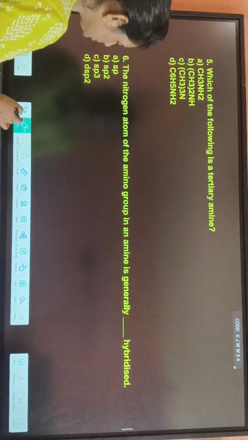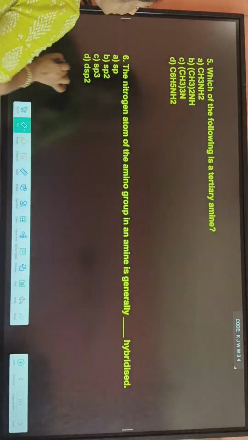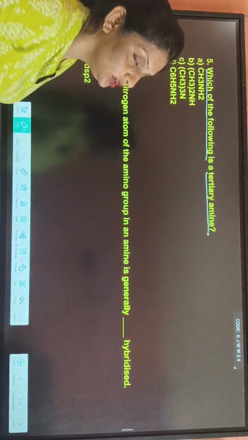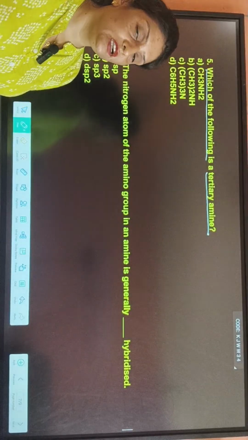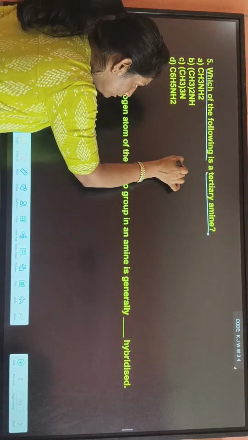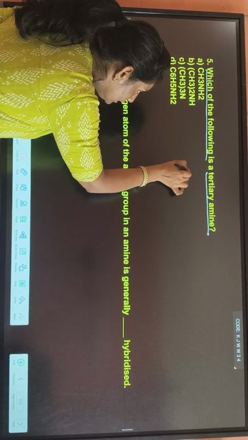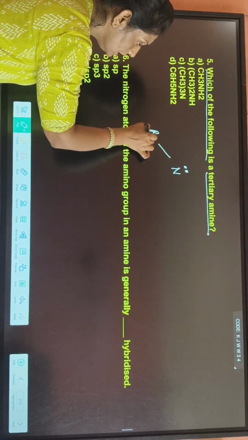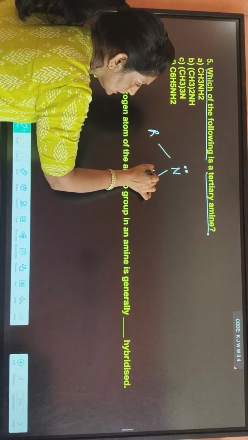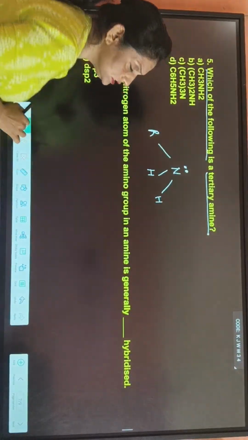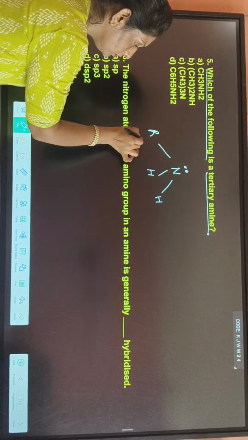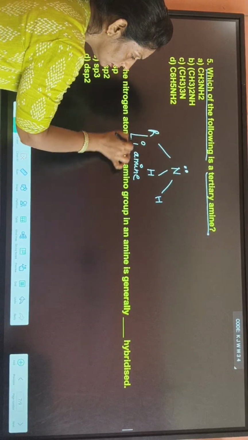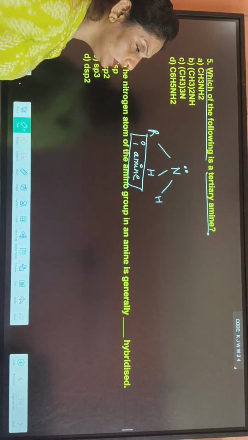Then your next question is, which of the following is a tertiary amine? Students, in an amine you have nitrogen. If one R group and two hydrogens are there, then it is a primary amine.